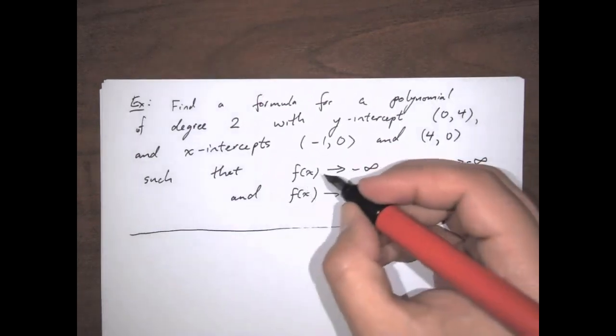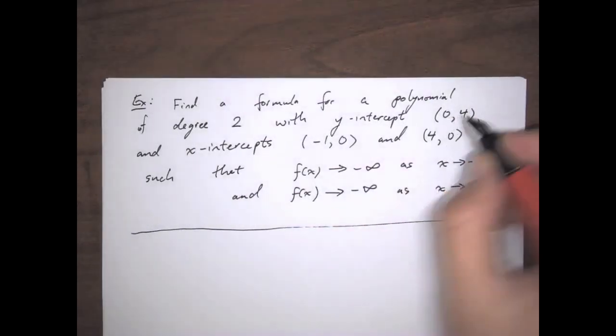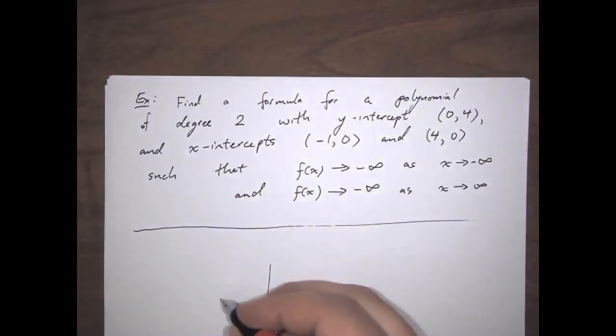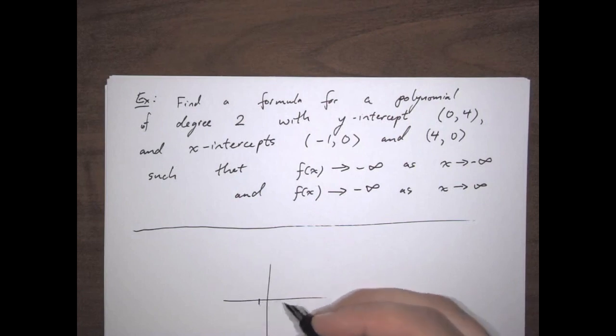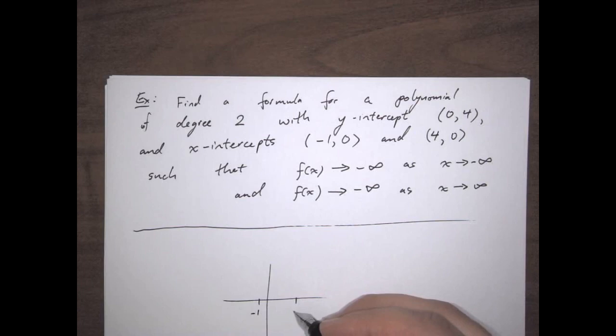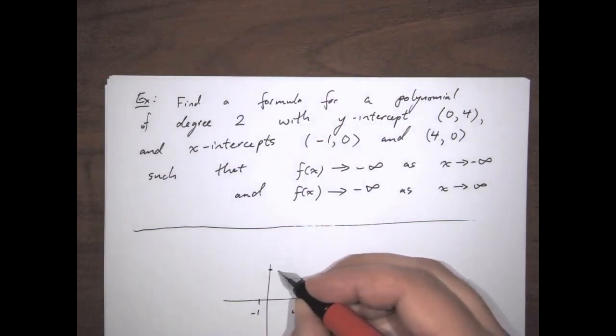So what we've got here is end behavior, x-intercepts, a y-intercept, an overall degree. And we need to make a polynomial that makes all this happen. Well, before anything else, it can be helpful to just kind of sketch what we are talking about here. So here's what it would look like if it had x-intercepts of (-1, 0) and (4, 0). Here's what it would look like if it had a y-intercept of +4.